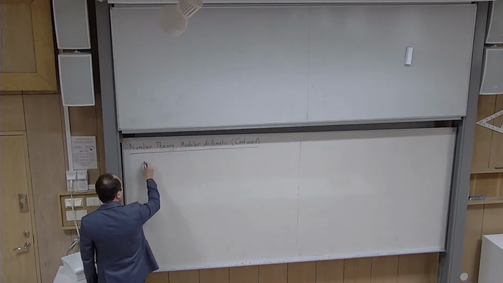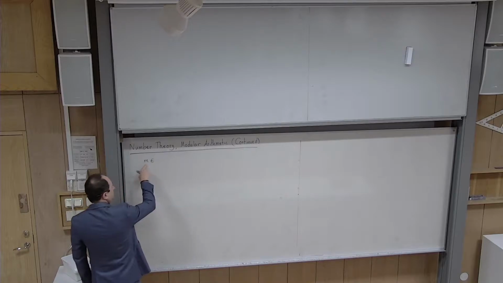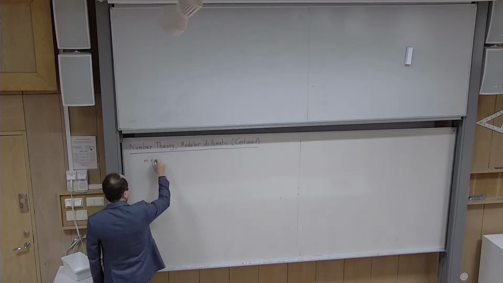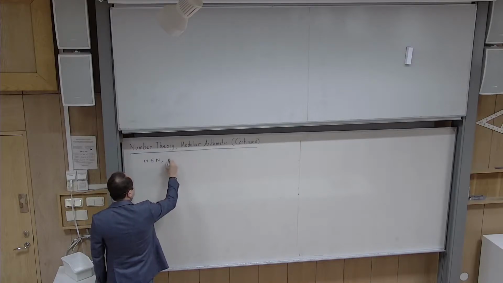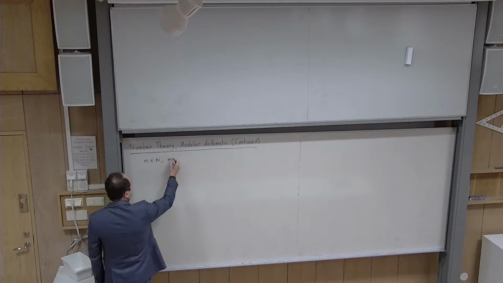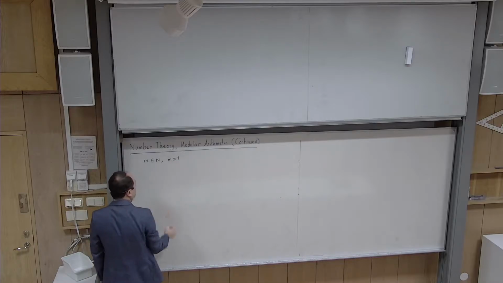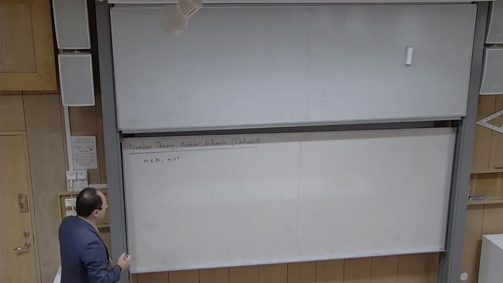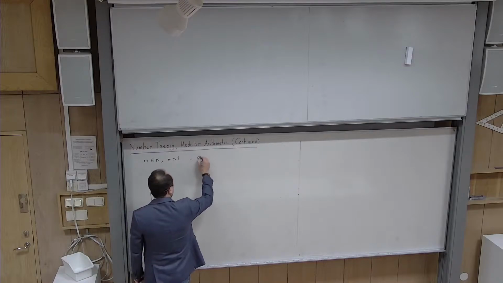So I told you that m, which we call the module, is a natural number, and because we are interested in more interesting cases, we exclude 1 from it. So we start from 2. And then I told you that a and b are integers.